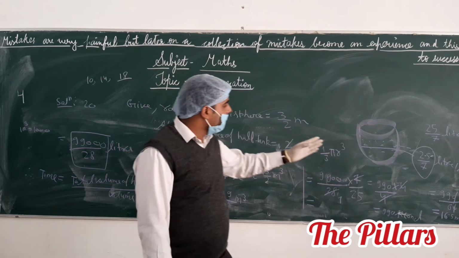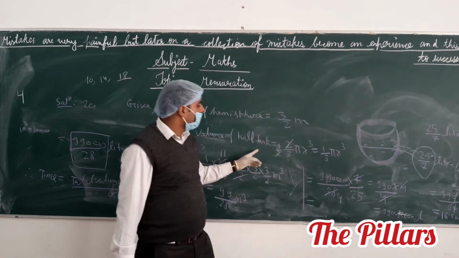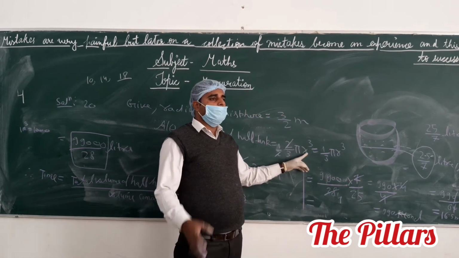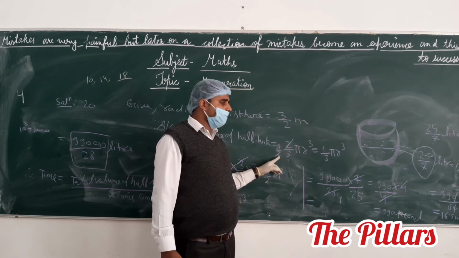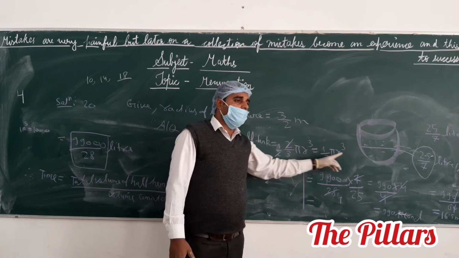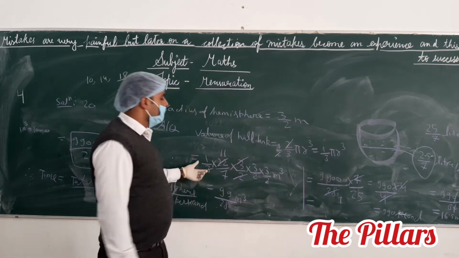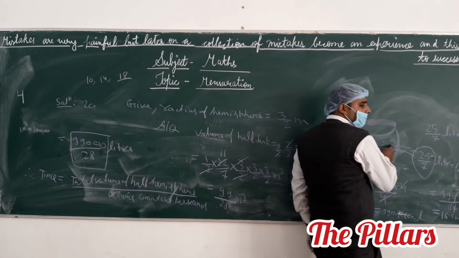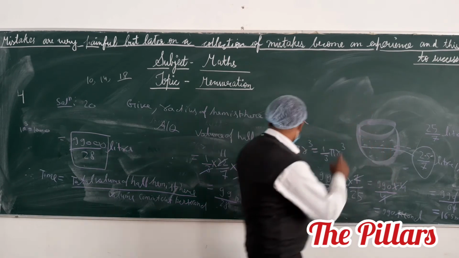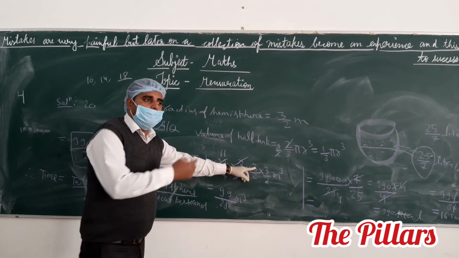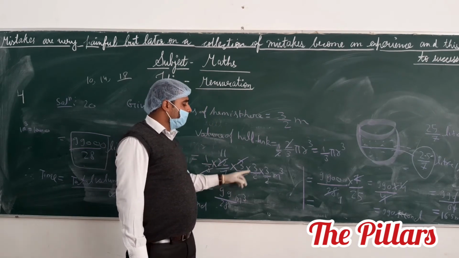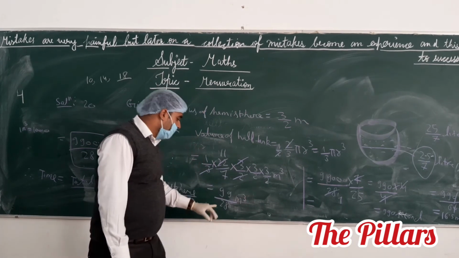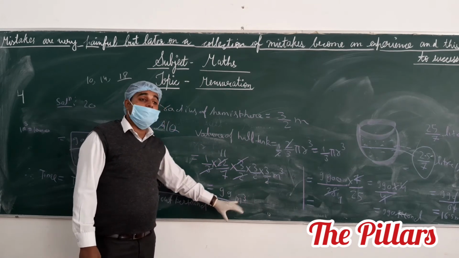So you know that the volume of a hemisphere is 2 by 3 pi r cube. But you only have to calculate half of the volume of the hemisphere, so multiplied by 1 by 2, the 2 cancels out. This is 1 by 3 pi r cube. Here the diameter is given as 3, so the radius is 3 by 2. 1 by 3, 22 by 7, 3 by 2, 3 by 2, 3 by 2. We do the calculations and find 99 upon 28 meter cube.